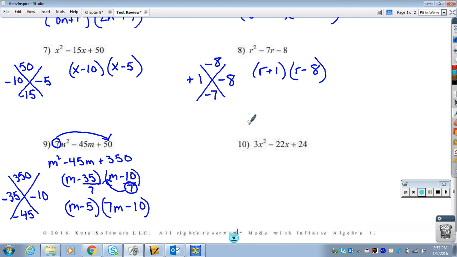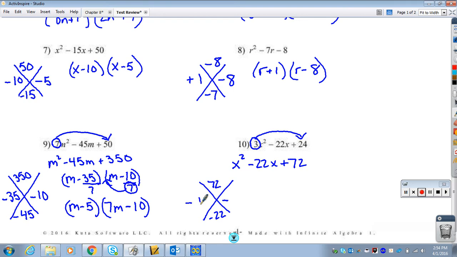Number 10 is the same type of problem. So I'm going to take this 3 and I'm going to slide it down to the end. So my new trinomial is x squared minus 22x plus 72. Okay, and again we're going to factor that. So I need numbers that multiply to 72 and add up to negative 22. Alright, so again it's going to be negative negative. And what we end up with here is 4 and 18. So my factors are x minus 4 and x minus 18.